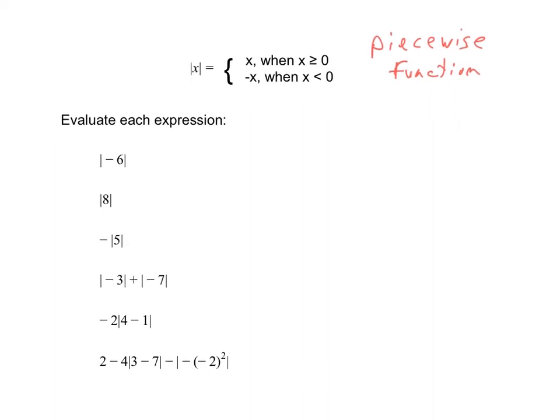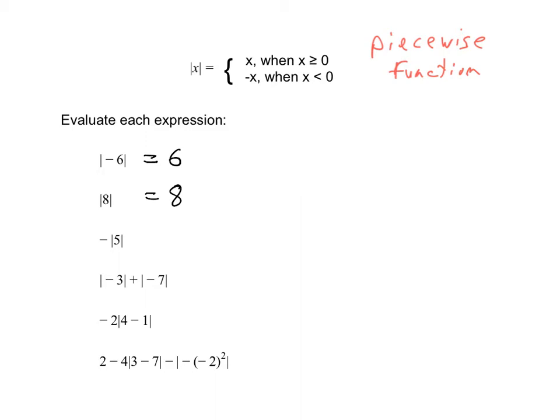So the first one, absolute value of 6. The absolute value expression ensures that whatever we're taking the absolute value of becomes positive. So the absolute value of 6 is equal to 6. The absolute value of 8 is equal to 8. Now look at this next one.